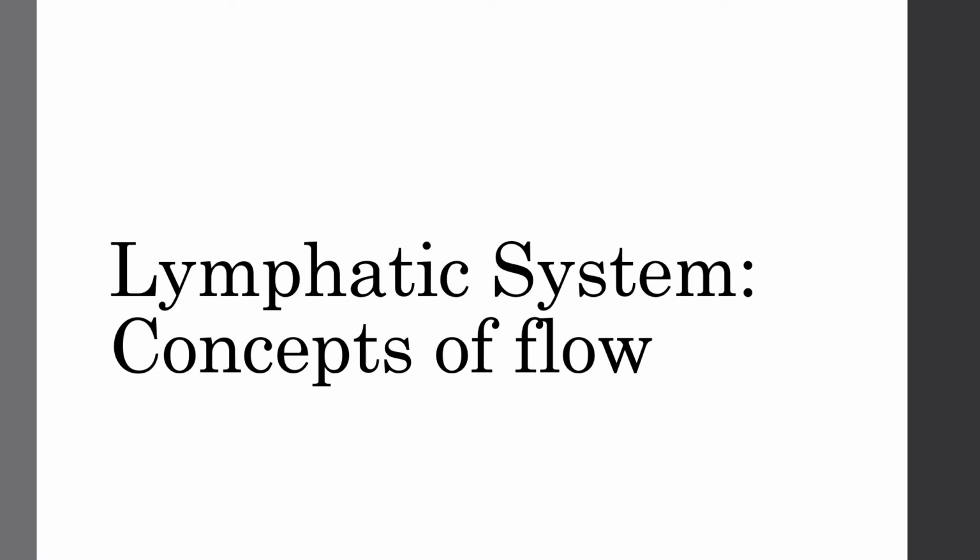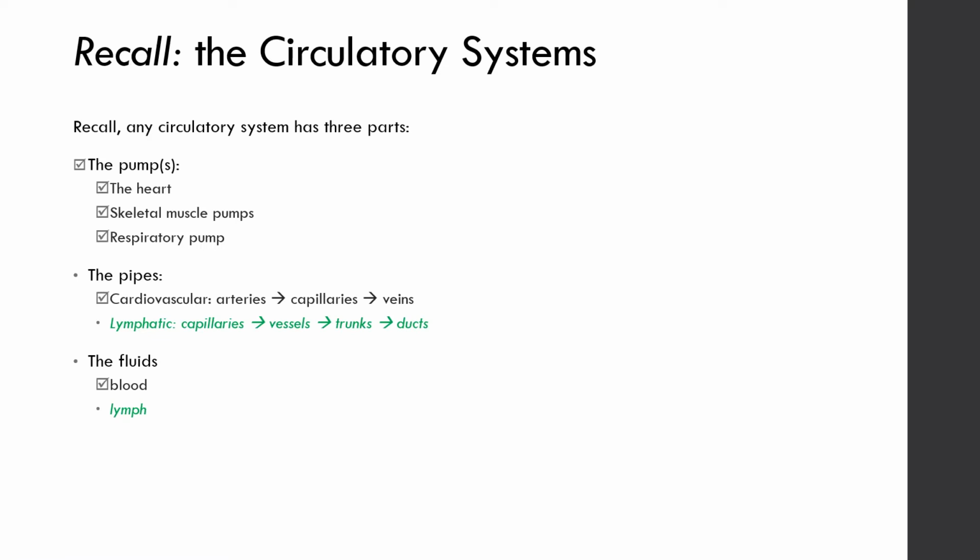So, how does lymphatic fluid, or lymph, flow? If you recall from my earlier presentations on the cardiovascular system, any circulatory system has to have three parts. We've covered the three pumps of the body already: the heart, the skeletal muscle pumps, and the respiratory pump. We've covered one set of pipes, the cardiovascular system, but there's another set of pipes, an alternate flow pathway called the lymphatic system, where capillaries drain into vessels, which drain into trunks, which drain into ducts, which ultimately return the fluid to the blood. And we're going to cover today a different fluid called lymph.